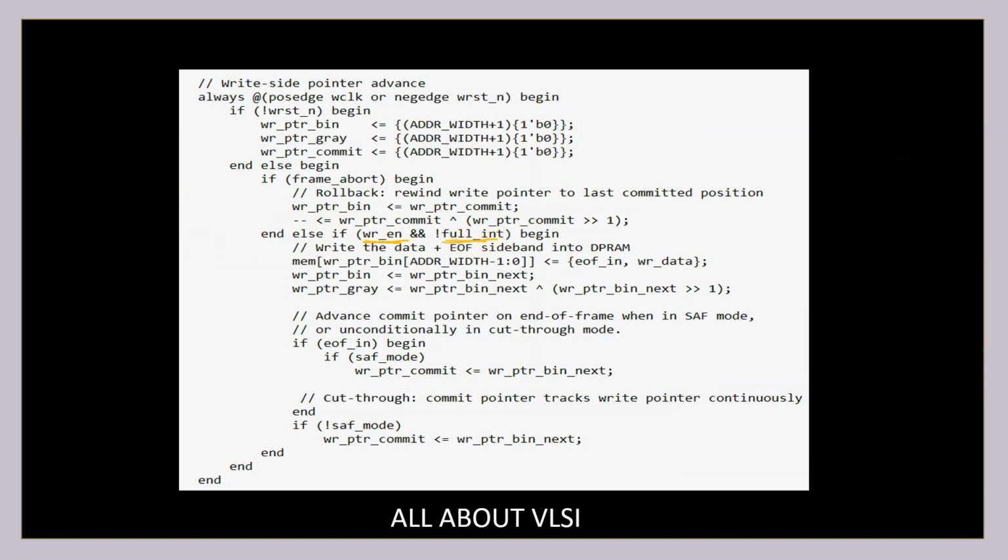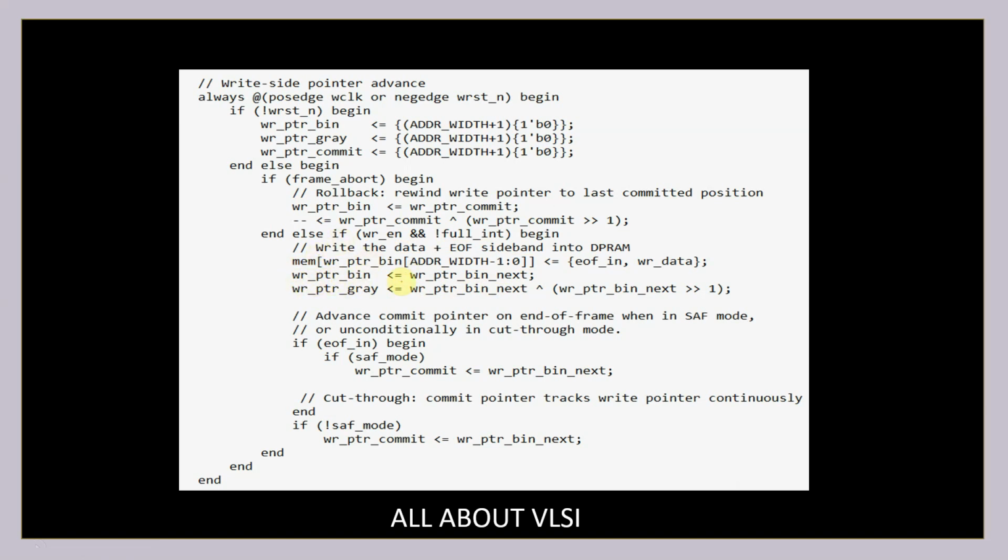If it is not full and write enable is equal to 1, then I'm going to write the data. This is my actual data and the end of frame information. As I said, write data is 8 bits and this is 1 bit, so a total of 9 bits I'm going to write into my memory, at the location mem write pointer binary. I'm storing it into memory, and I'm also going to increment my write pointer binary next. So write pointer binary is equal to write pointer binary next.